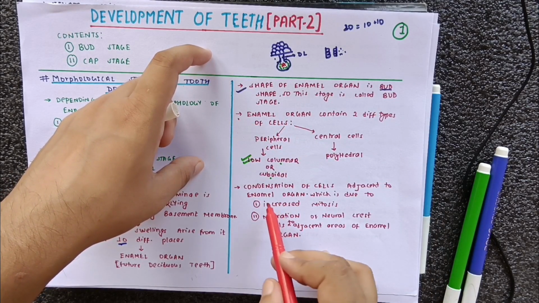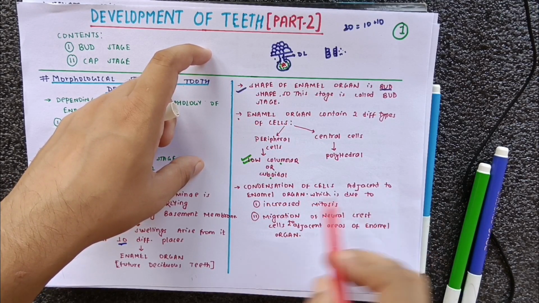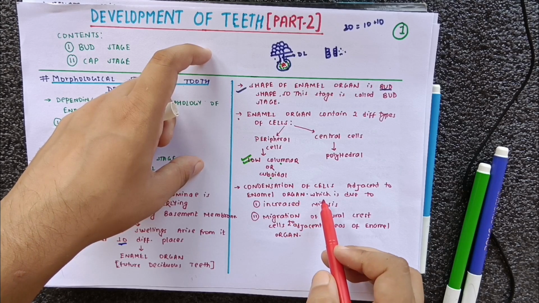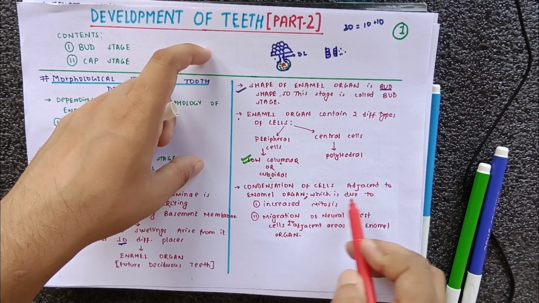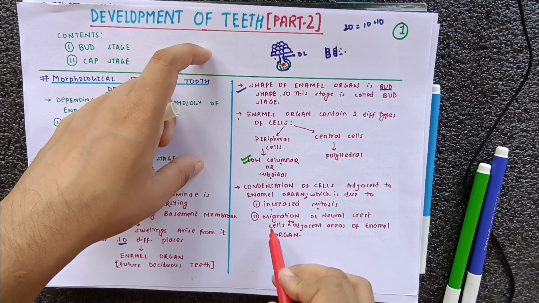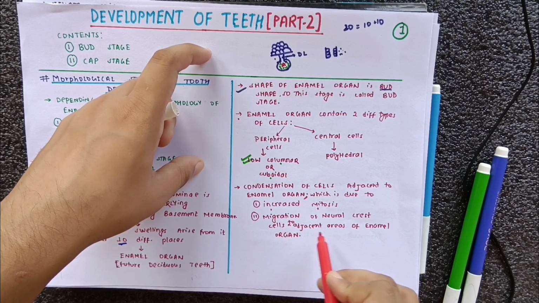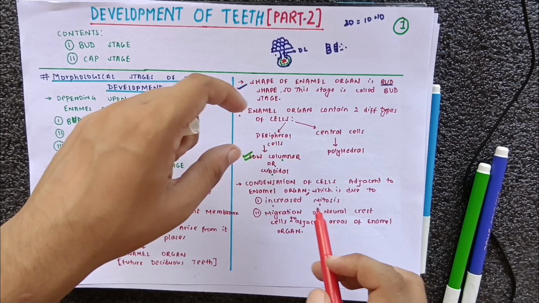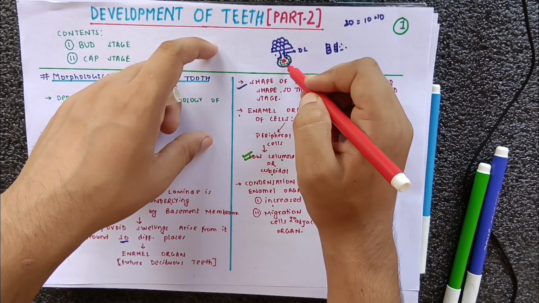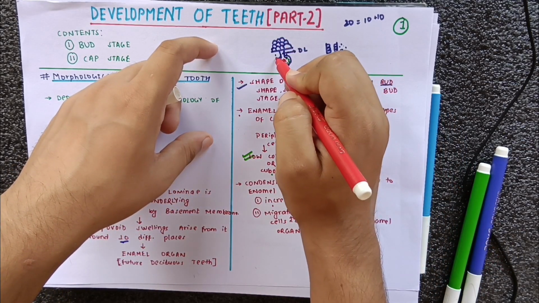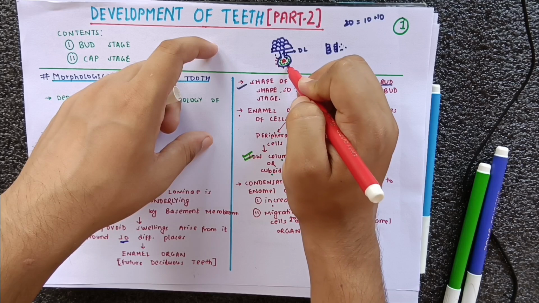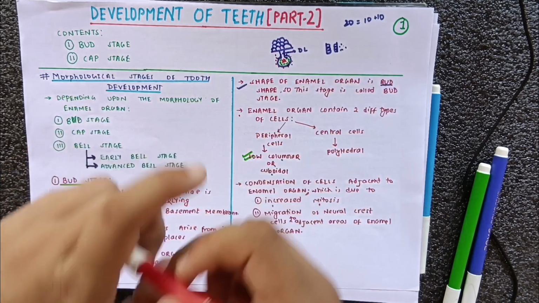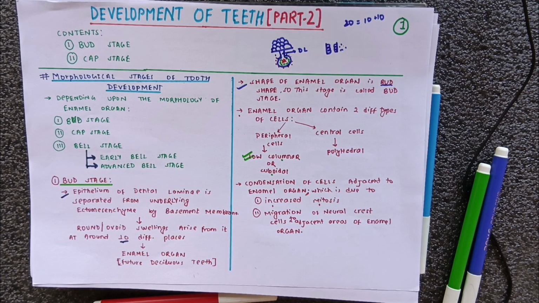After that, I have written here the condensation of the cells adjacent to the enamel organ. It is due to the increased mitosis and migration of the neural crest cells to the adjacent areas of the enamel organ. This is very important to understand here. If this is an enamel organ, the cells that are around this, I will show you by a picture that I showed in the previous video, where I have drawn a proper picture.